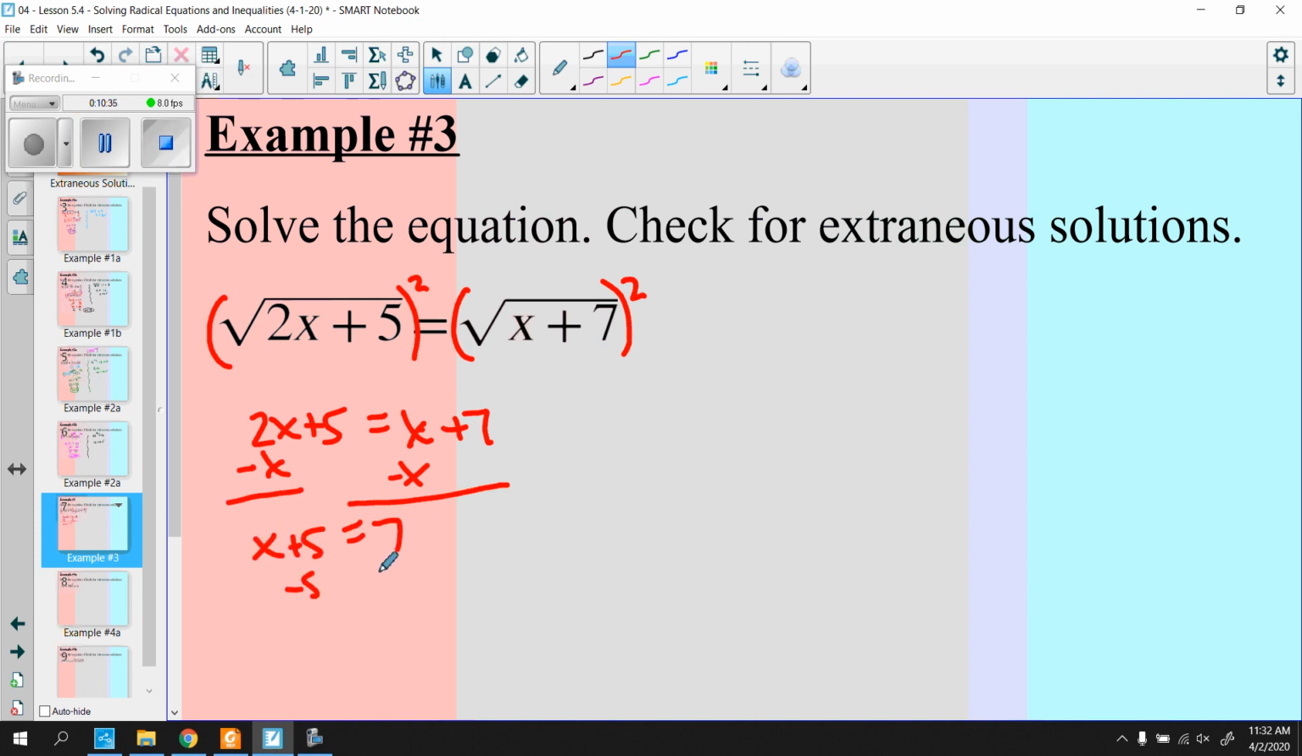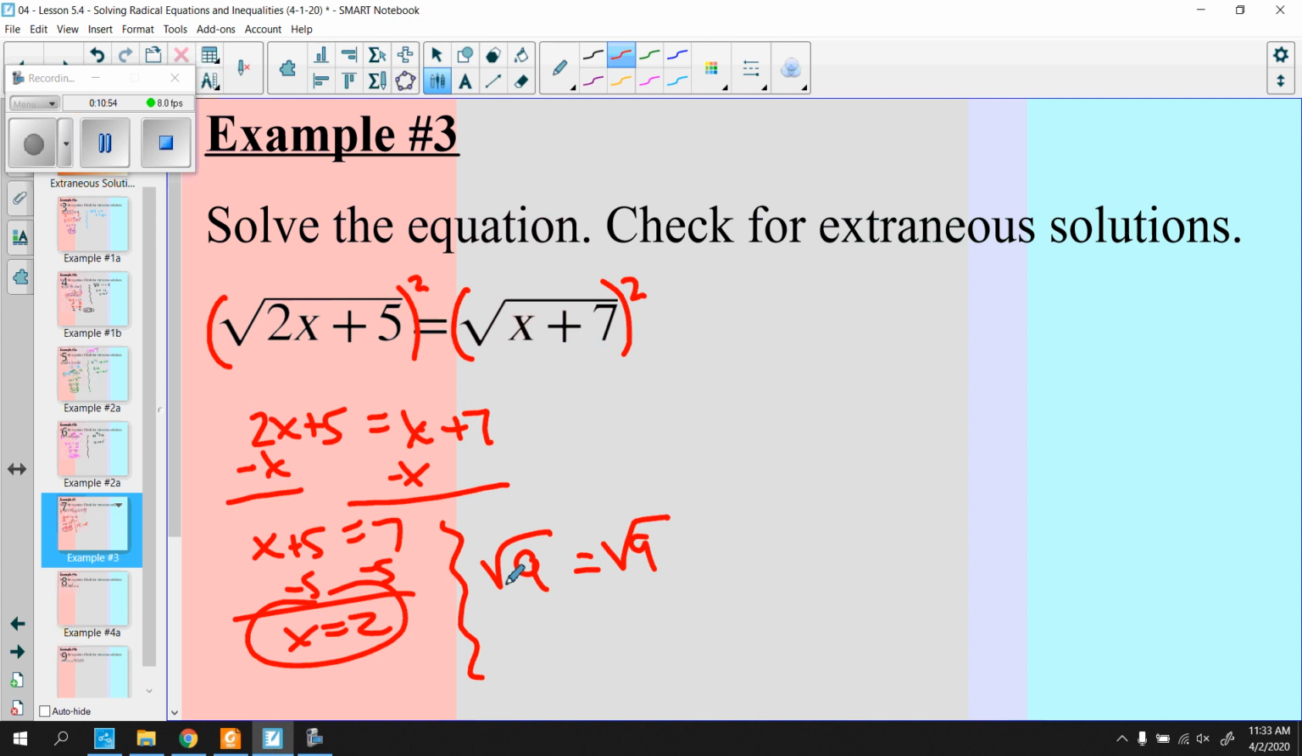And then subtract your 5 to get x equals 2. Quick check, just making sure that you get the same thing underneath the radical. So 2 times 2 is 4, 4 plus 5 is 9. So left side, I'm getting square root of 9. Go right side, 2 plus 7 is 9. Square root of 9. That's fine, right? We got the same thing. 3 equals 3, or square root of 9 equals square root of 9.